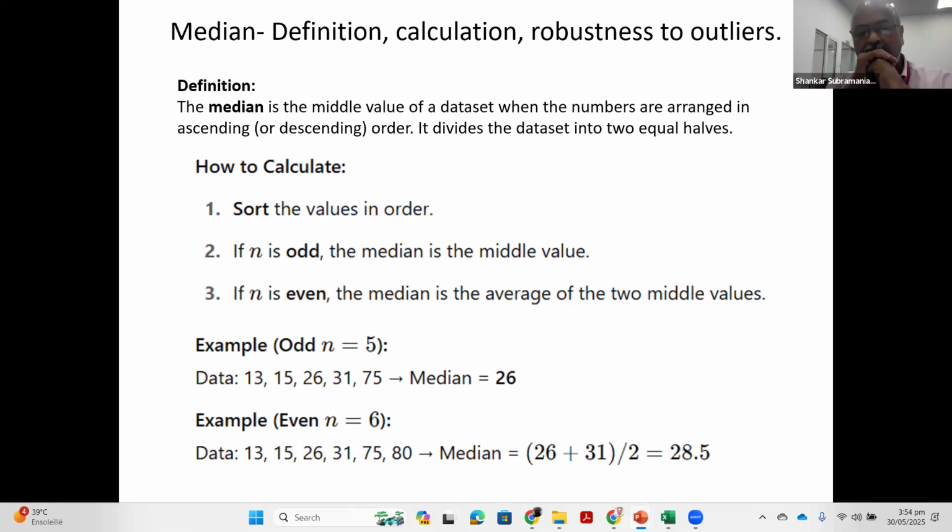You can use that, and Excel can do the sorting for you in the rank, and then you select it. Or you can type =MEDIAN and mark the array, and it will automatically do it in the background and give you the answer. So it actually sorts the values in order. If n is odd, the median is the middle value. If n is even, the median is the average of the two middle values. Okay, that's what I told you also, and that's the example you have.